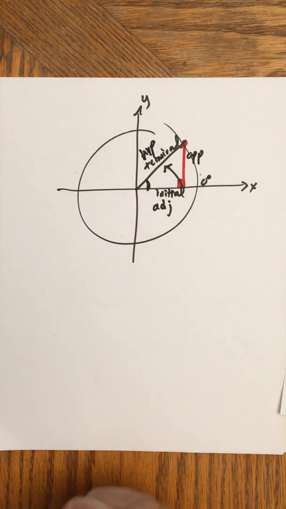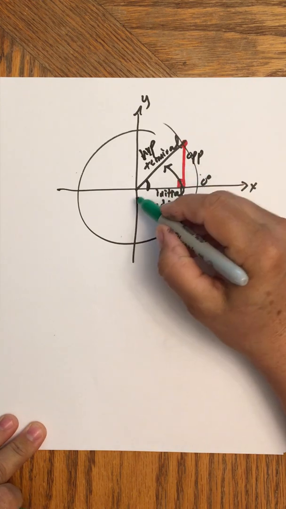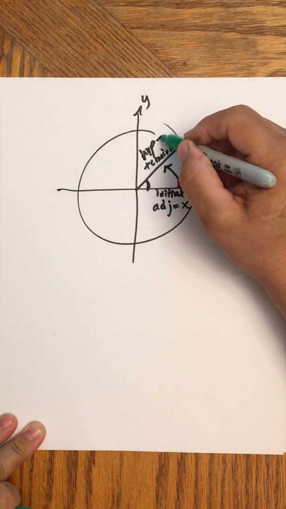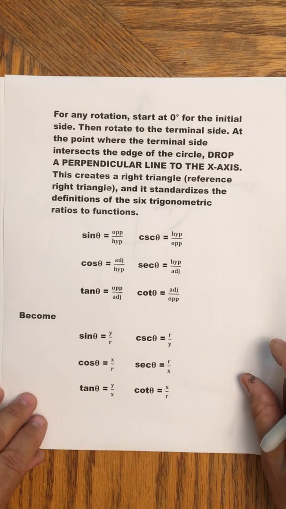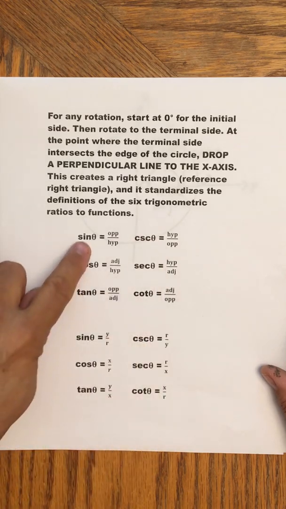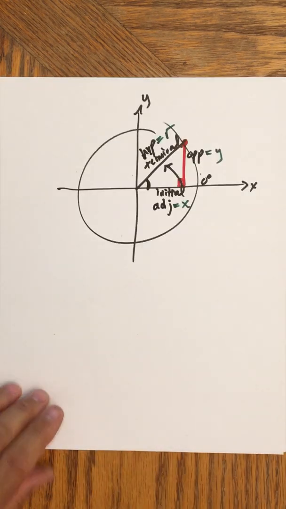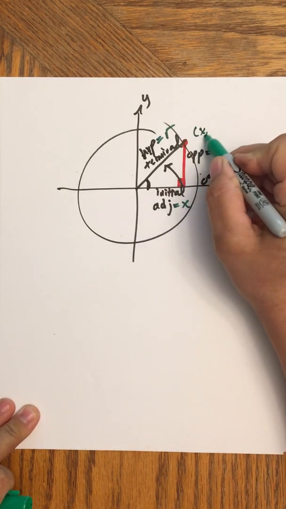But if you look at it, notice that as long as we follow that rule of always drop into the x-axis, what's going to happen is the opposite is always y, the adjacent is always x, and the hypotenuse is always the radius. Okay. So essentially you now have an alternate way of defining these 6 trig ratios in terms of x, y, and r. Okay? And what we're saying here is this distance here is x, this distance here is y. So you have x comma y.